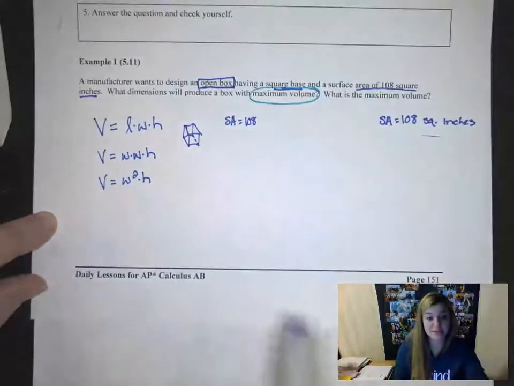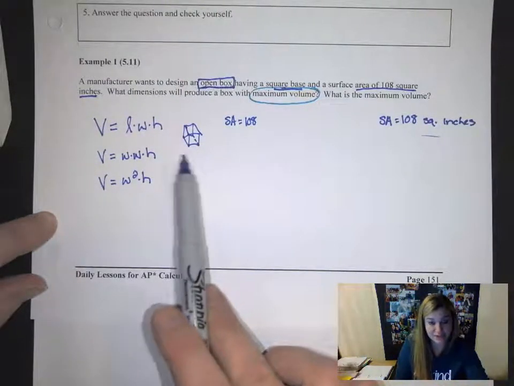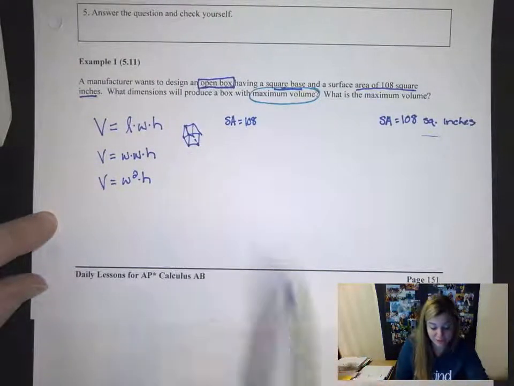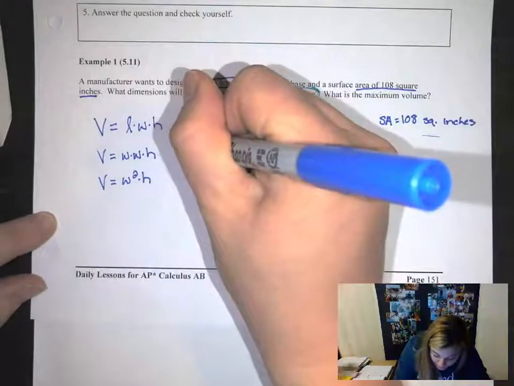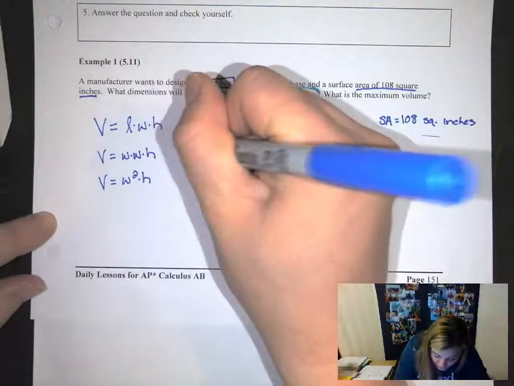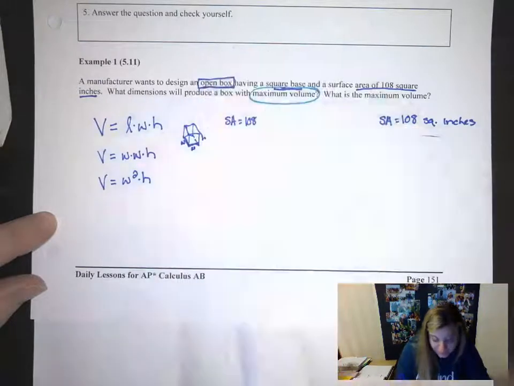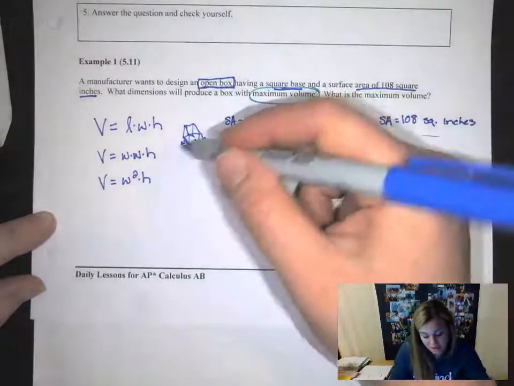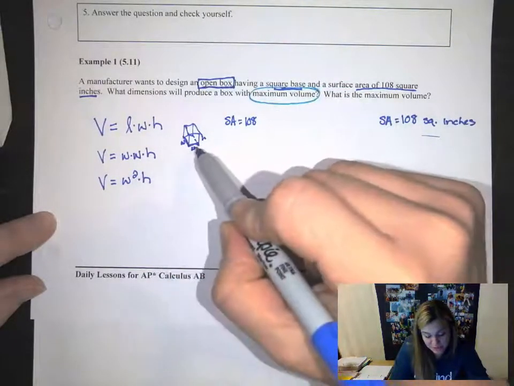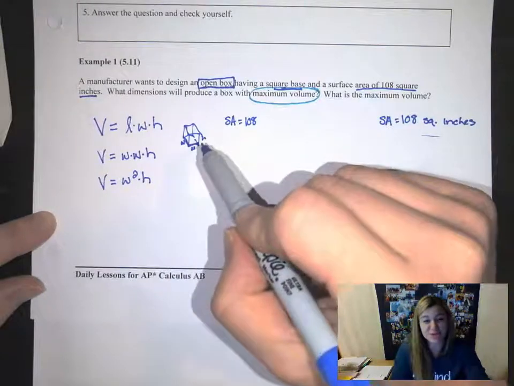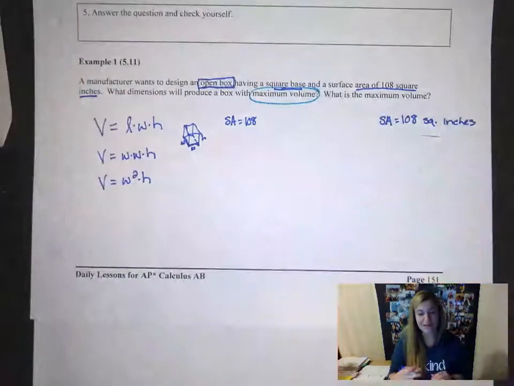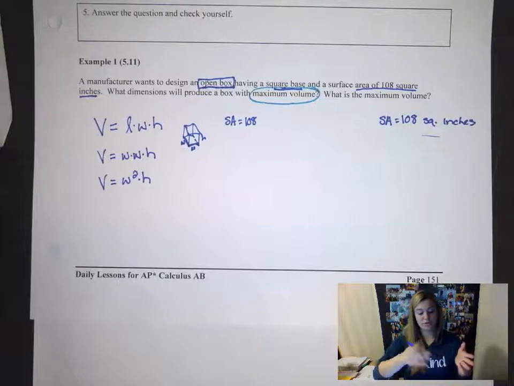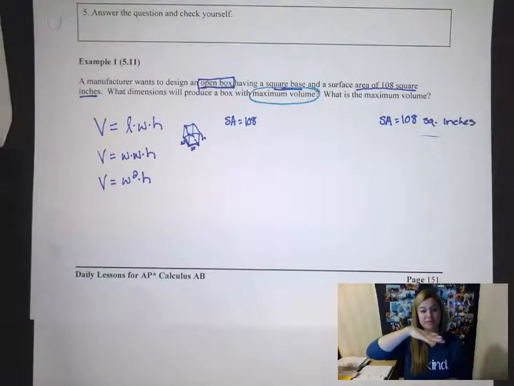No, I didn't just sit a box on this page. This is actually something that I drew. Let's say the bottom is W and W, and then we've got height. So this is where the W squared times H comes from for the volume. If I want the surface area, well, a box has 1, 2, 3, 4, 5, 6 faces.